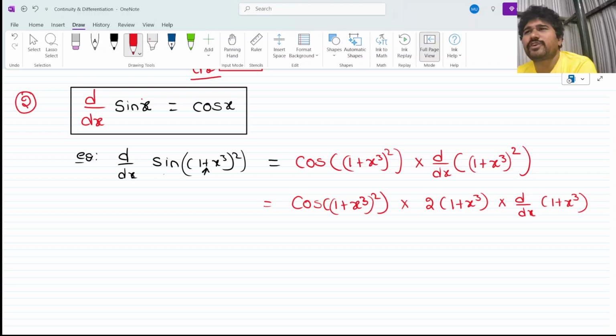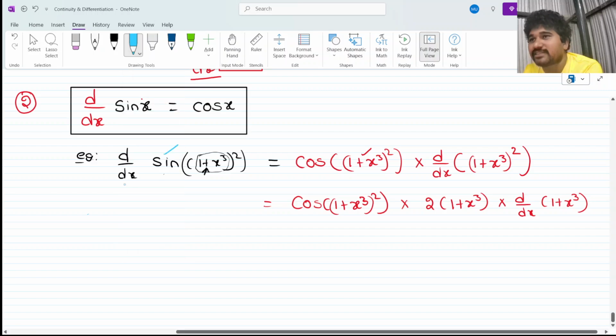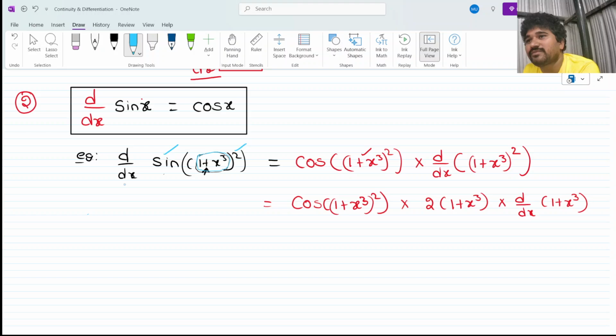True, it will become 0 if I do the differentiation, but I didn't do its differentiation till now. Did I do the differentiation of 1 plus x cube till now? I didn't. I didn't touch that inside. That's what I am telling. If I want to touch this internal guy, I have to cross the border, the first level of border. What I have to cross? Sine. If I want to touch this further, I have to cross this square. Am I correct or not? Then only I can see this 1 plus x cube.